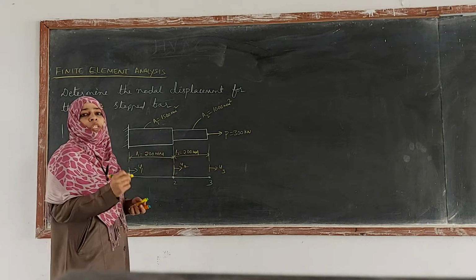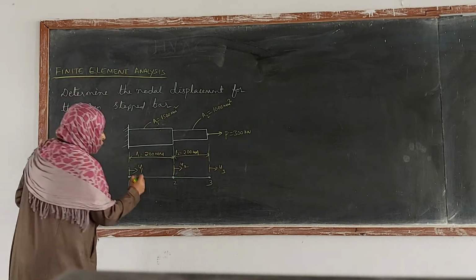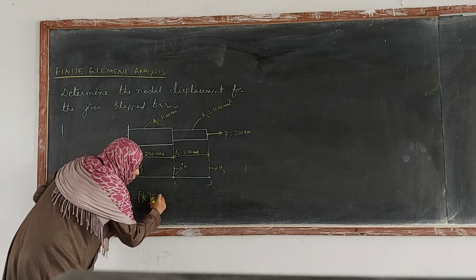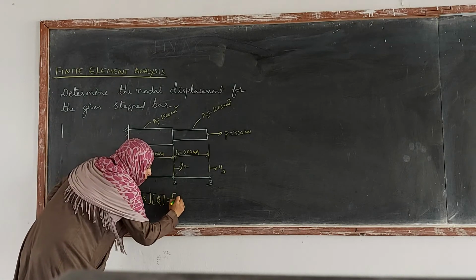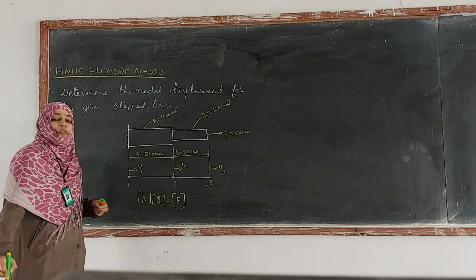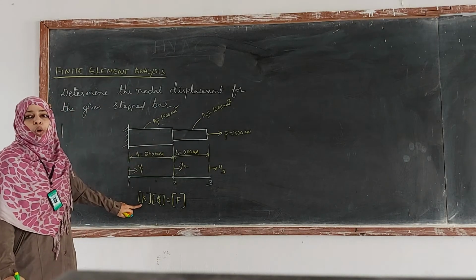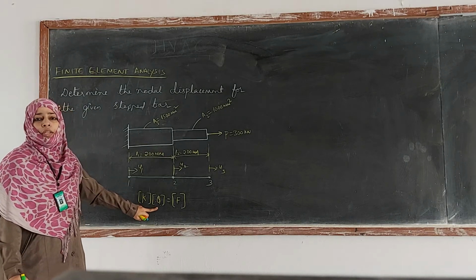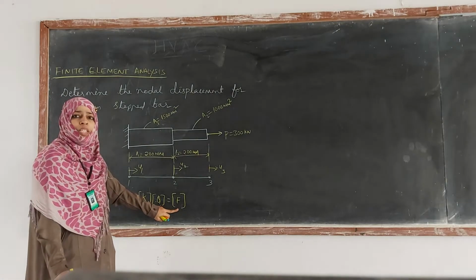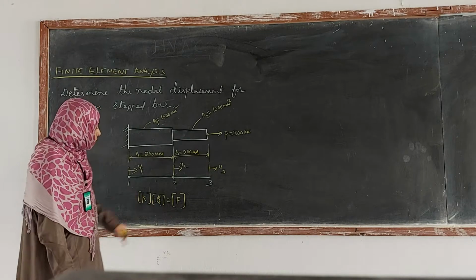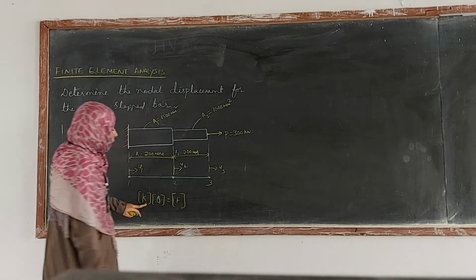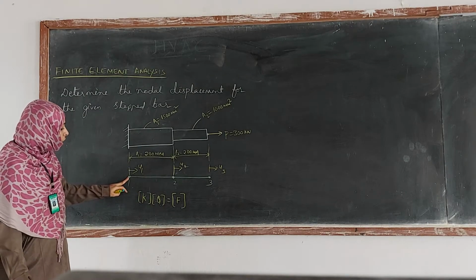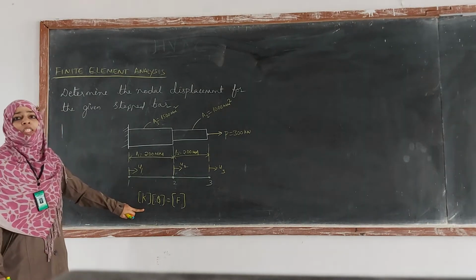To find the nodal displacement, we need to consider the formula KQ is equal to F, where K is the global stiffness matrix, Q is the global nodal displacement vector, and F is the global force vector. Your K matrix depends upon the number of nodes, and the K matrix will be a square matrix.